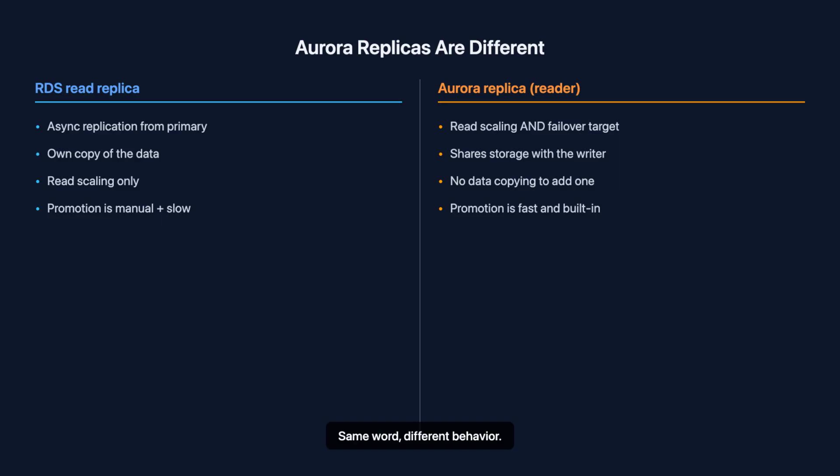Same word, different behavior. Aurora readers do the job of both RDS read replicas and multi-AZ standbys at the same time.